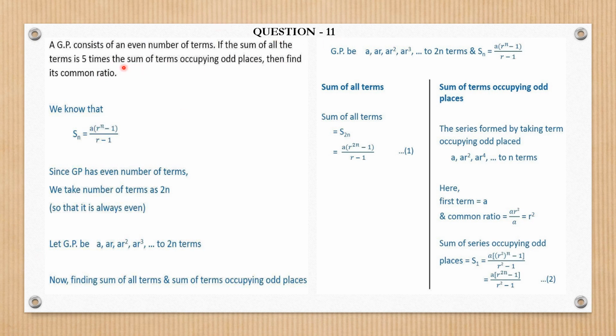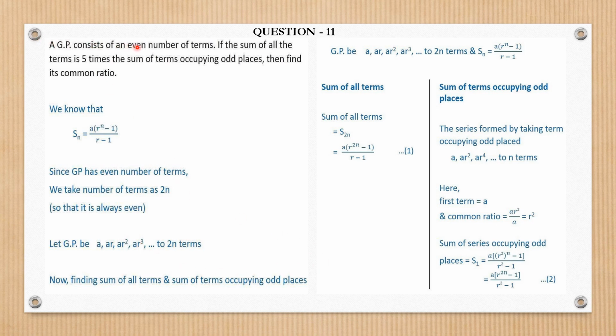Question number 11. A GP consists of an even number of terms. If the sum of all the terms is 5 times the sum of terms occupying odd places, then find its common ratio. Okay, so let us see this question. We will just take one line and then try to frame out the solution.